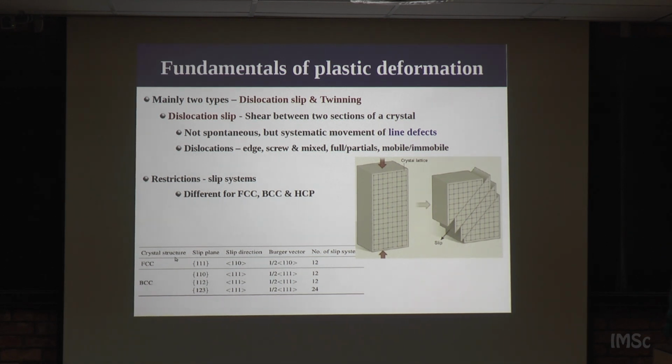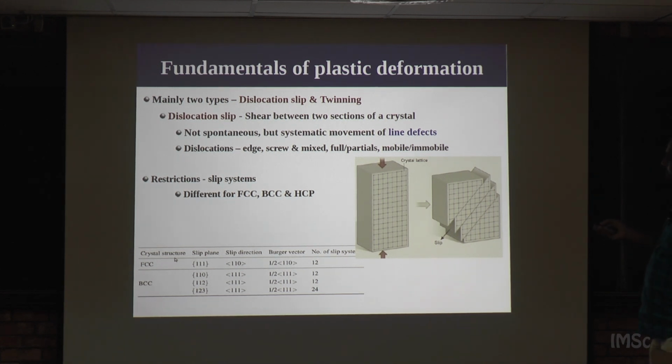This slip is not spontaneous, but it is a systematic movement of a line defect. It does not occur in a spontaneous manner, but by a systematic movement of dislocations, and there are various dislocations which we name based on character. They can be classified into edge, screw and mixed, and based on their Burgers vector they can be called full or partials, and based on their mobility, based on their movement, we call them mobile or immobile.